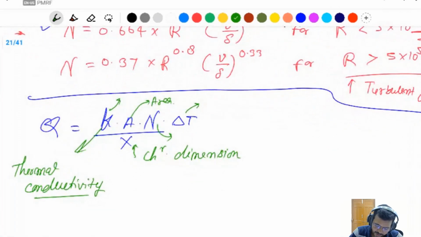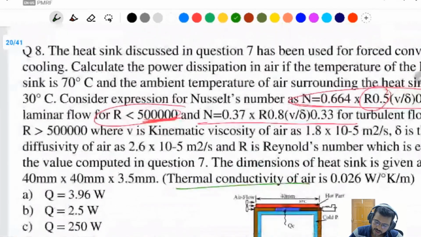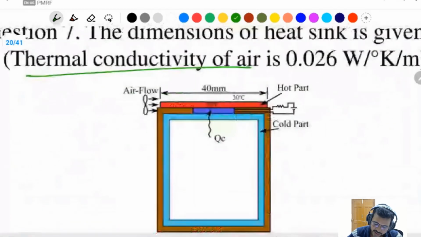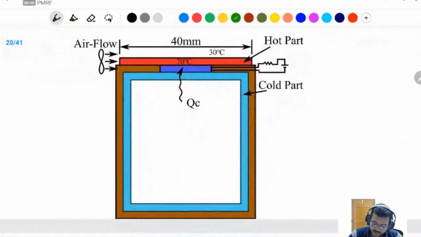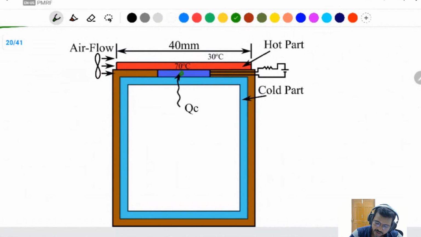Okay, to find the overall power Q, C, you should calculate this one. But there are different things. This is the force cooling, force convection. It means a fan is here. Some of the heat you can see here. This is the case.